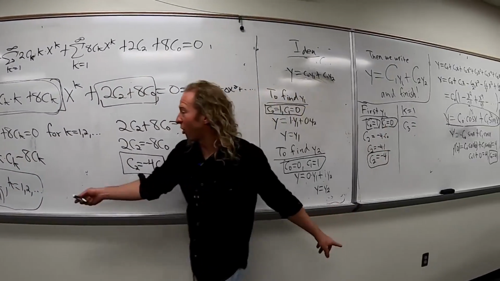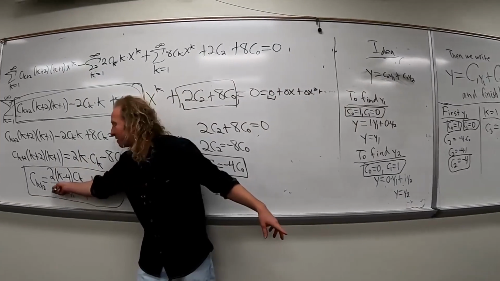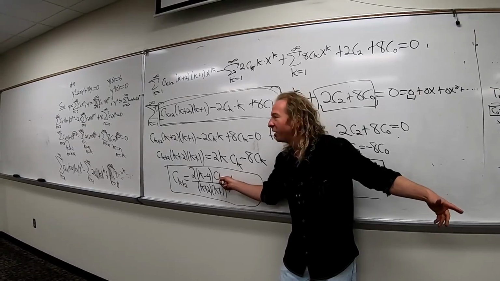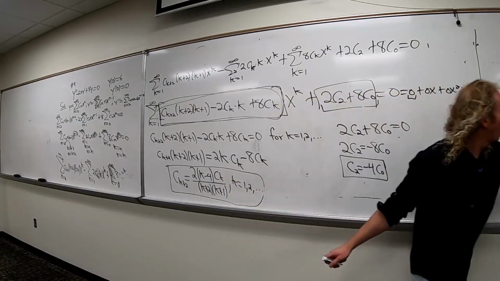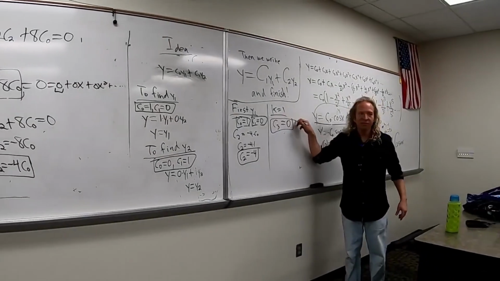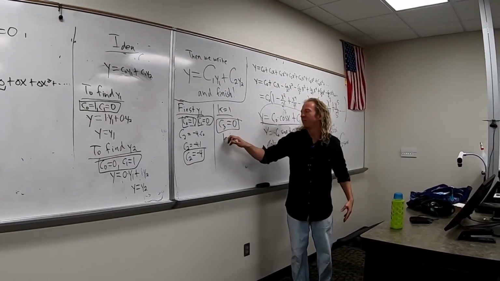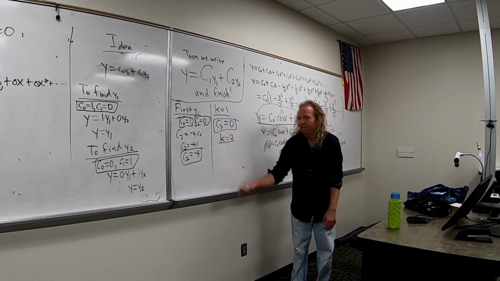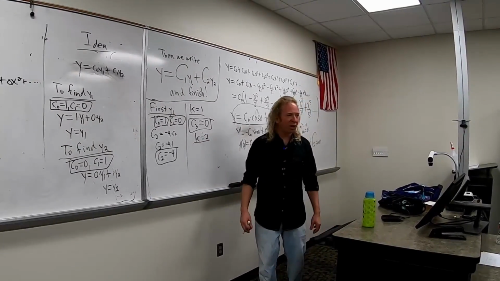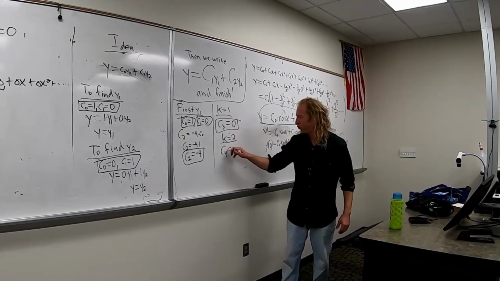So all of this is going to be 0 because it doesn't matter, right? So C3 is 0. Everyone see that? Because we plug in 1 here, C1 is 0. See? C1 is 0. So it's 0. And then you do k equals 2. K equals 2 will give you C4.